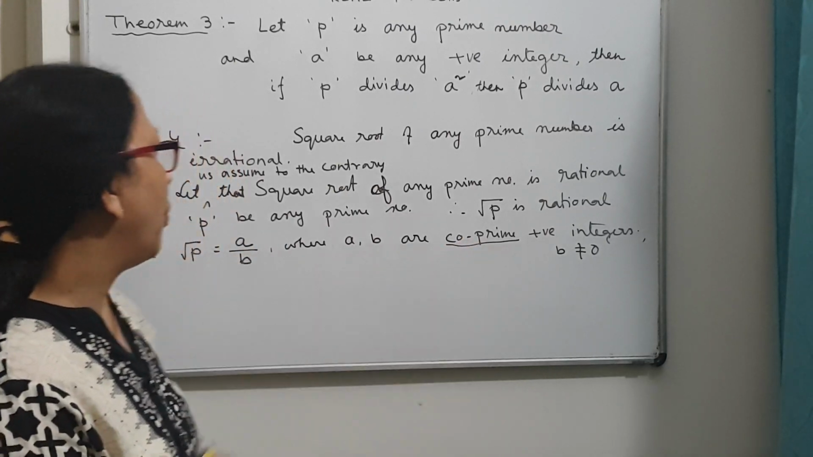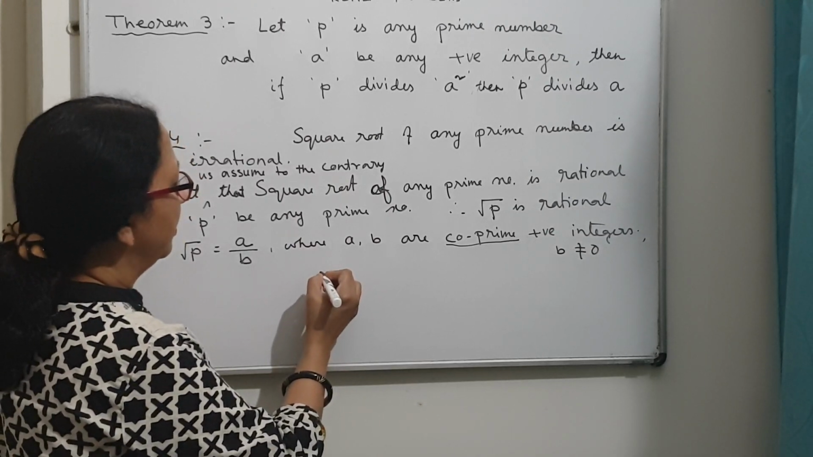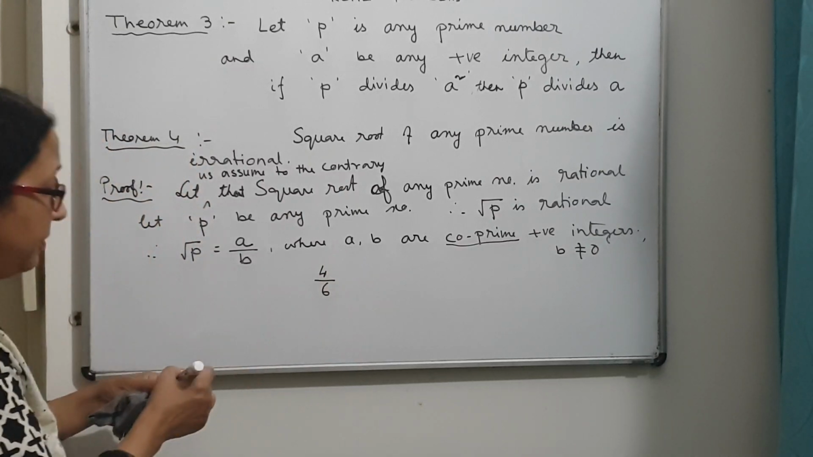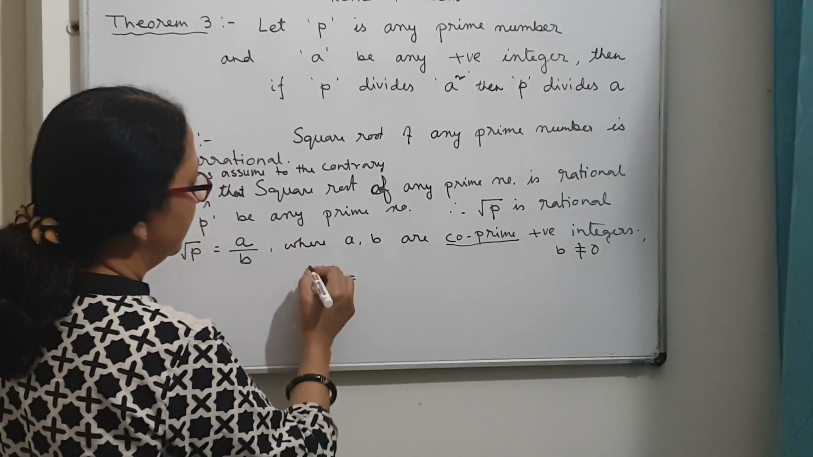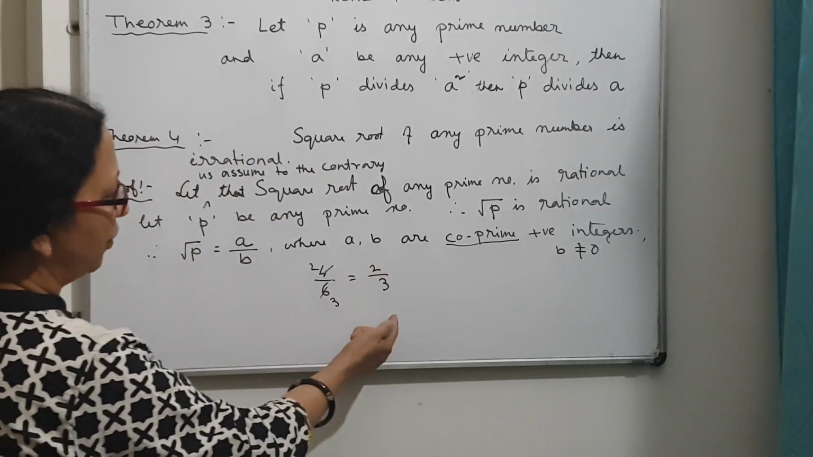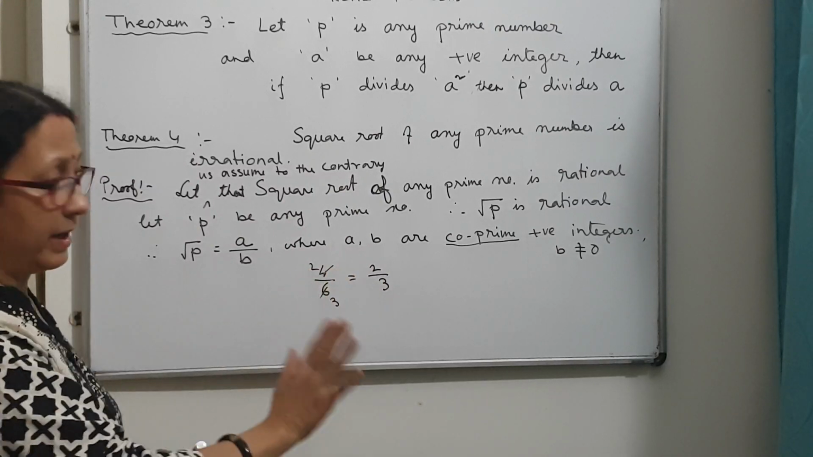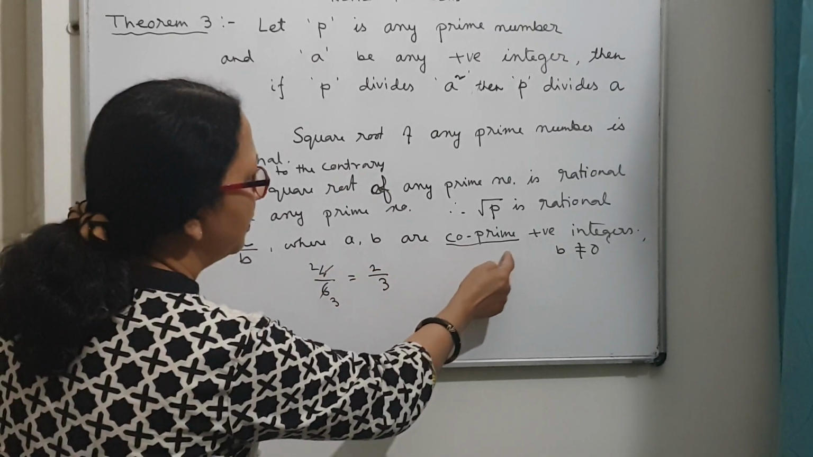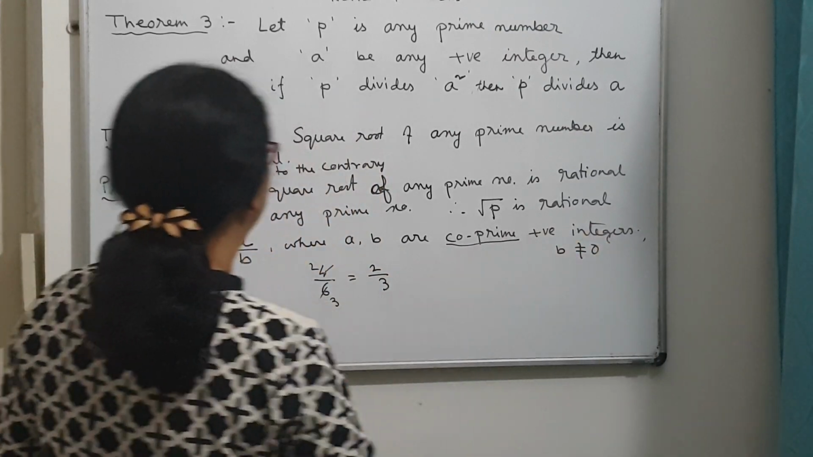That's why it is written co-prime. Any rational number, let's say 4 by 6, is a ratio of two integers. But what is the lowest form? You cancel, and it becomes 2 by 3. When the rational number is in its lowest form, the numerator and denominator are co-prime. You see, 2 and 3 have no common factor. So that's why a and b are co-prime positive integers and b cannot be 0. This is the assumption we have made.